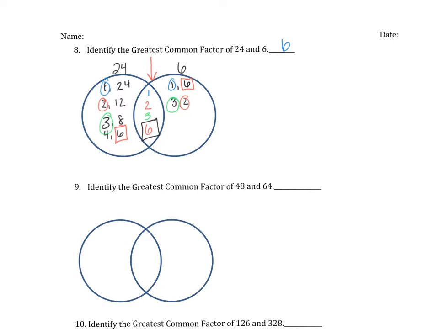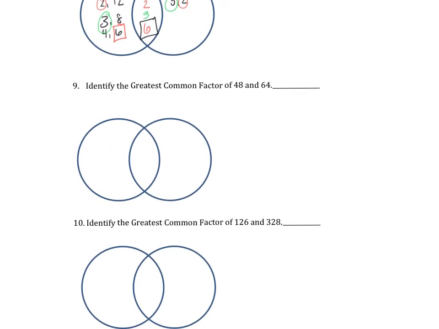Okay? Now we're going to go on to number 9. Okay? And we are going to write on top 48 and 64. Then we're going to write down our factors of 48. So right off the bat, we know that 1 and 48 are factors.